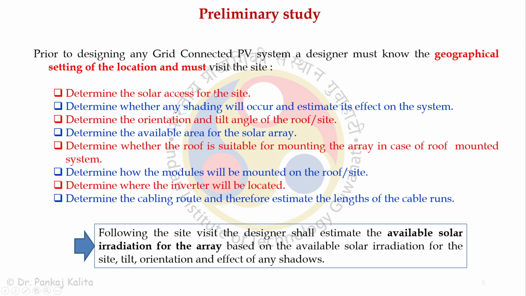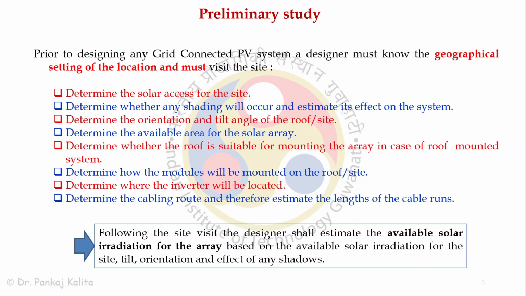So basically, what does a preliminary study include? The first thing is that you determine the solar access to the site, then determine whether any shading is there, to estimate the effect on the system. There can be trees, posts, buildings, anything that can have a shading effect on the system. So if there is shading, there will be poor performance, or it won't reach the standard of performance that it has been designed for.